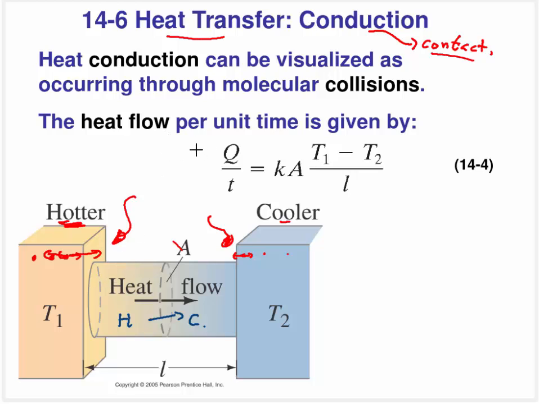The amount of heat flow per unit time can be given by this equation right here, where this is going to be energy in joules. This is going to be time in seconds. You can see that the unit associated with this side of the equation is going to be a joule per second, also known as the watt.